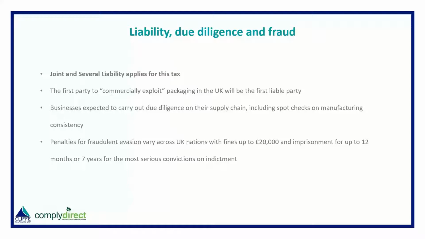So joint and several liability in this case means that when a taxable party cannot be identified, the entire value chain is considered liable for the tax until the point that it has been paid. So what that means is that if HMRC are unable to identify in a supply chain who should be the one paying the liability for the tax, the next person in the supply chain, or the first person to commercially exploit the packaging in the UK, will be considered the liable party.